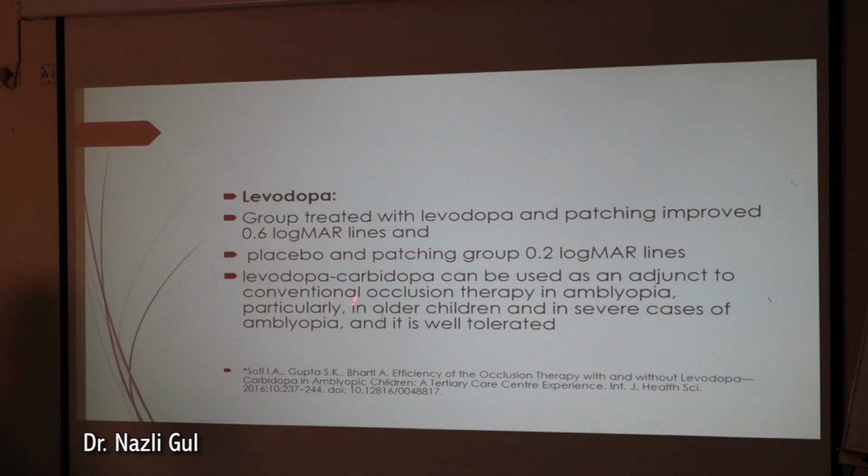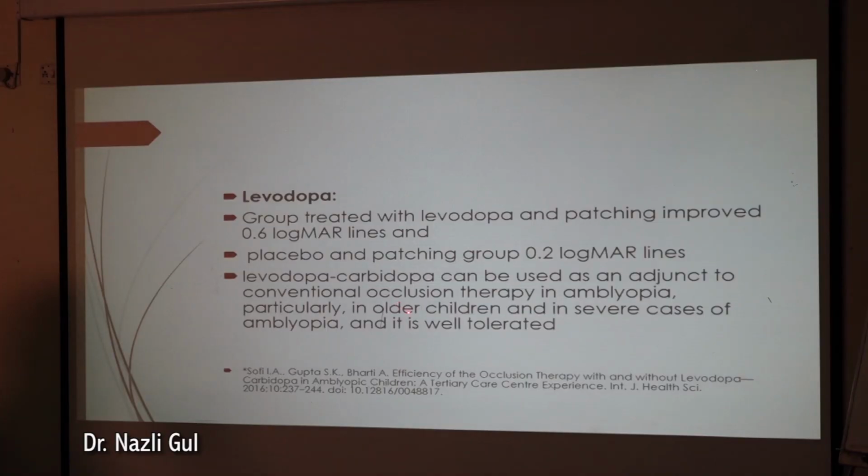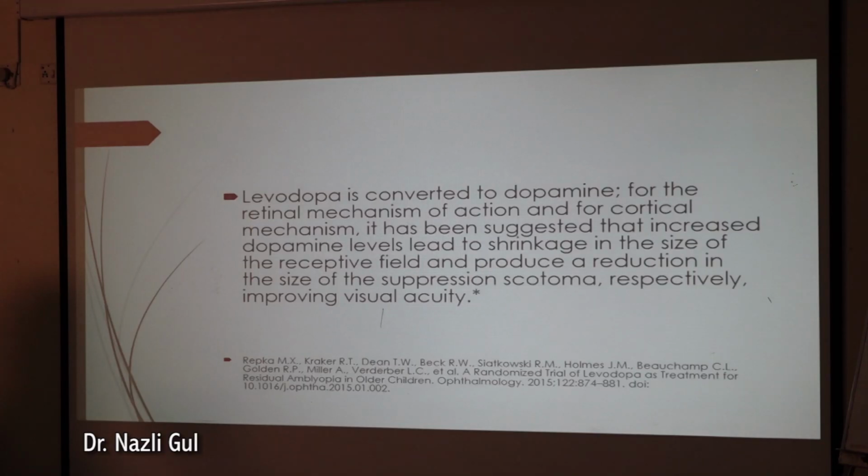Levodopa has been studied by Sofi et al., and they concluded that it can be used as an adjunct to conventional occlusion therapy in amblyopia patients, particularly in older patients and in cases in which the amblyopia is severe. It is given orally. Different studies have used different dosages, in the range of 0.5 milligram per kg in divided doses to 0.75 milligram per kg in divided doses. Levodopa is converted into dopamine, which acts on the retina and causes shrinkage in the size of the receptive field, and it reduces the size of the scotoma in the cerebral cortex.